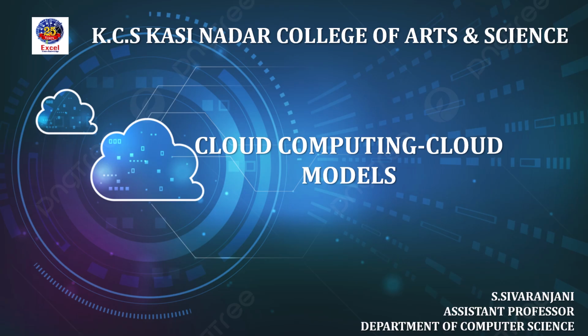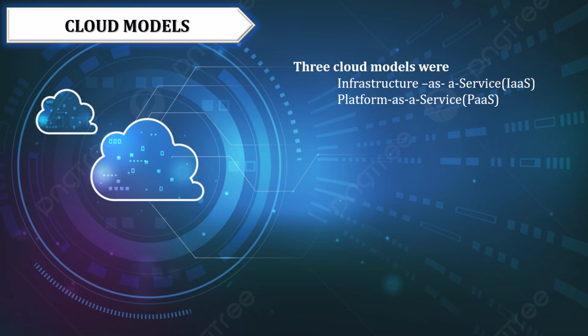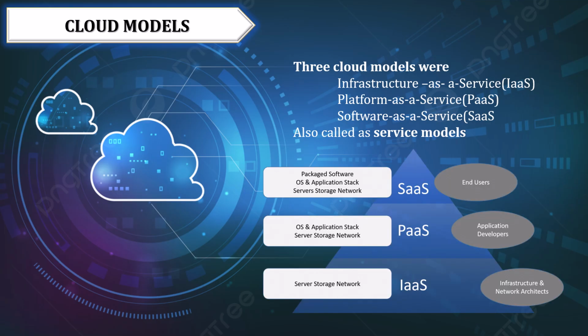Today we are going to see what all the cloud models are. First, getting into the cloud models, there were three: the first one was IaaS, the second one was PaaS, and the third one was SaaS. That is infrastructure as a service, platform as a service, software as a service. These are also called service models. So here we have how the service model was outlined.